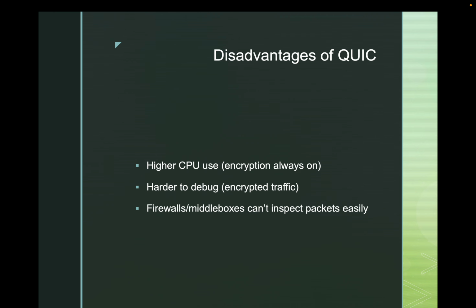On the other hand, we have disadvantages as well. QUIC isn't perfect. Every packet is encrypted, so it requires more CPU power, which can be a challenge for smaller devices. Debugging QUIC traffic is also harder since you can't just read the packets like plain TCP. And finally, because QUIC uses UDP and everything looks like encrypted data, some firewalls and middleboxes may struggle to handle it properly. So those were the disadvantages of QUIC.